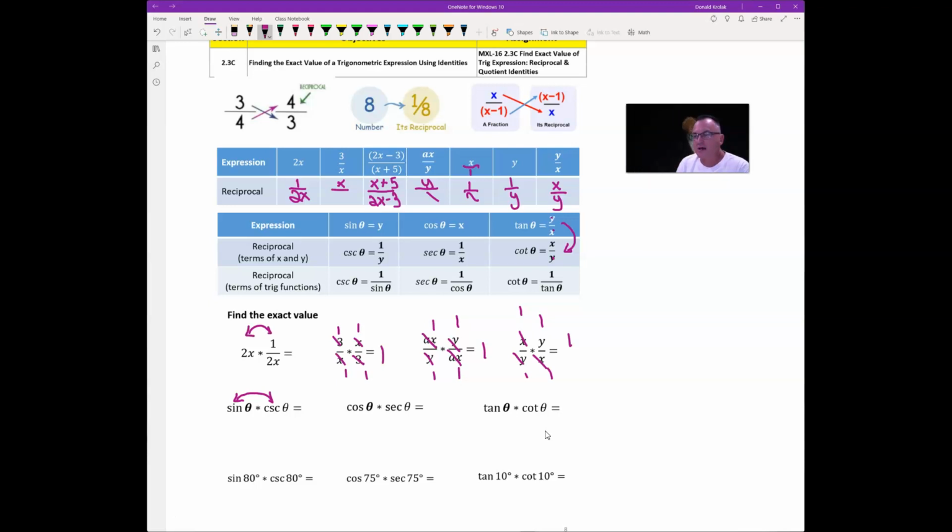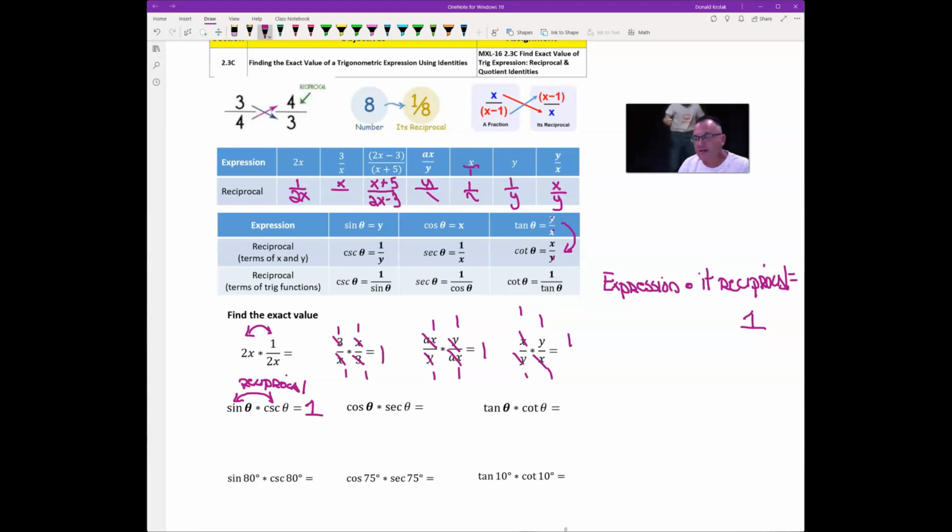So when I take an expression and I multiply it by its reciprocal, I know that it's going to equal 1. So sine and cosecant, they're reciprocals of each other. So when I multiply those, it's 1.